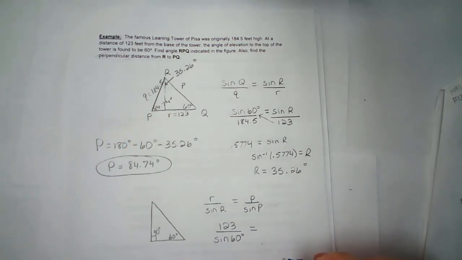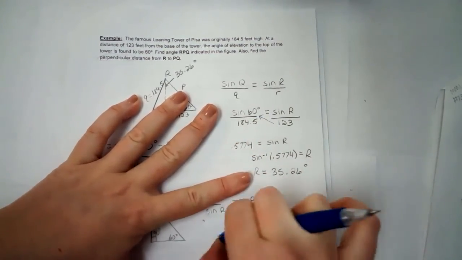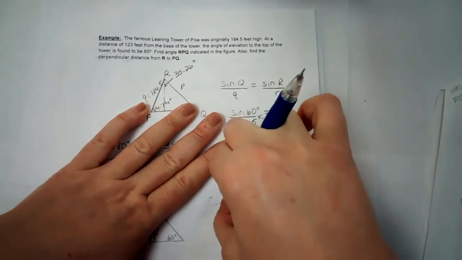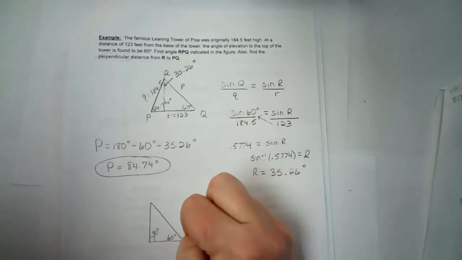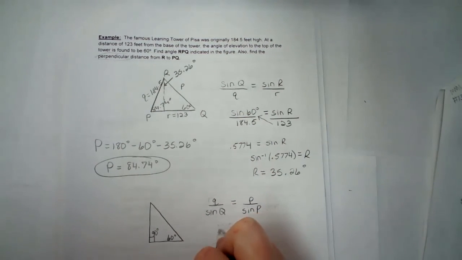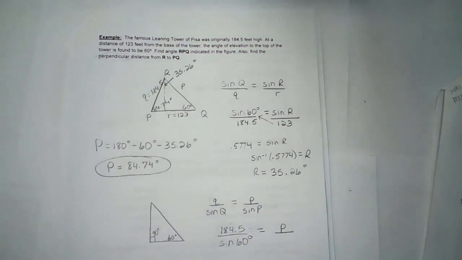Is that right? No. What am I doing? I should have used Q. Q is what I'm supposed to be using. Sorry, guys. I got confused about what I was doing there. I wasn't looking on my paper. I just went out on my own, and that's what happens. Q over sine Q, because Q is what was given. Okay, so Q is 184.5 over sine of 60. Trying to find side P.